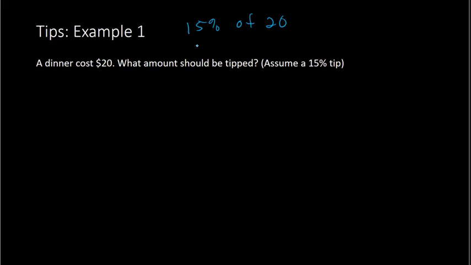So to calculate this, I take 0.15 and multiply it by 20. So 0.15 times 20 would give my solution. I would get 3 and then 2 zeros, and then here I have 2 numbers after the decimal, so I need 2 numbers after the decimal here, so that's going to give me 3.00. So my tip would be $3.